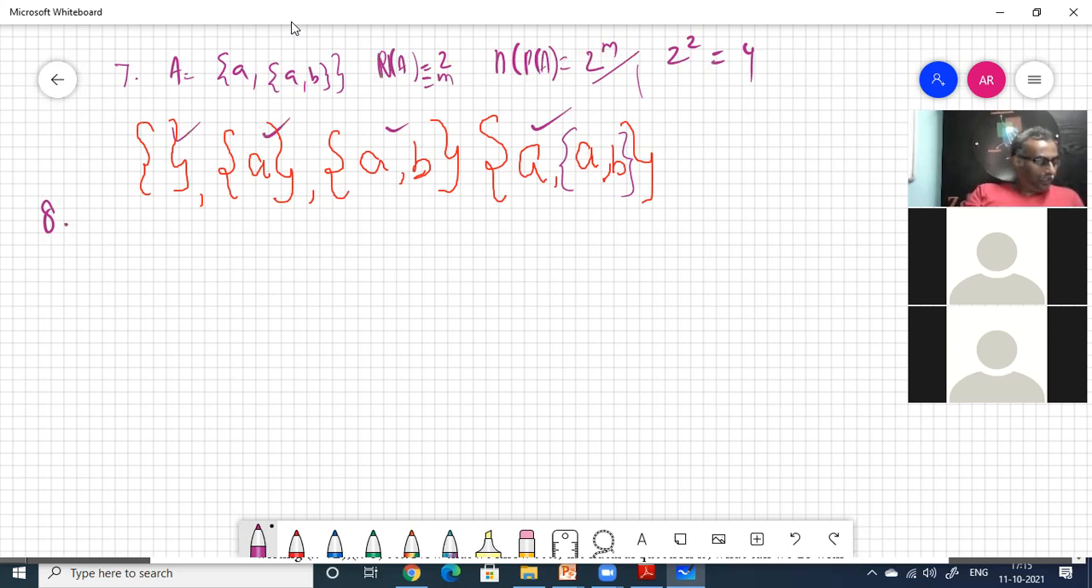8th sum. Write down the power set of the following sets. Here you wrote down only the subsets. Now power set means you have to write all the sets as members of this set. Okay, right. Sandhya, right.